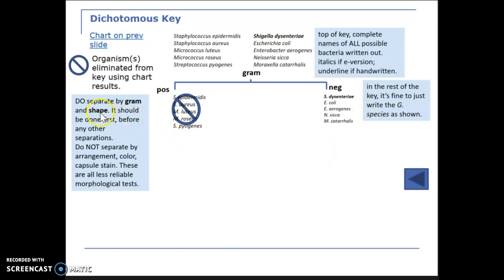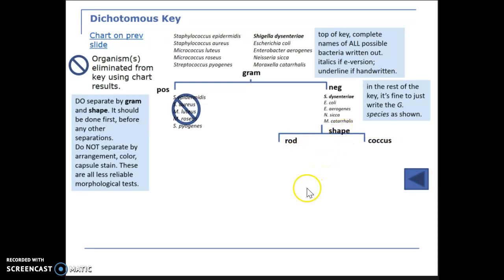The next test is going to be shape. So same thing, a bracket in two parts with the two different shapes that I could have. I've written rod and coccus. You can say rod and circle. You can say bacillus and coccus, bacillus, circle, etc. Okay, I don't mind. Shape.